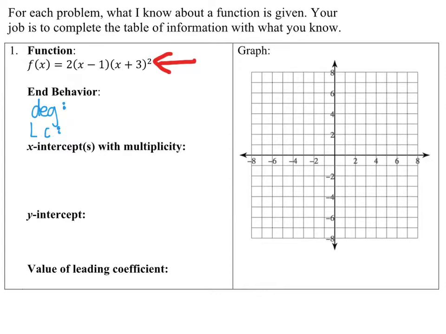So the degree is really how many x's do I have when this is multiplied out in standard form. I have 1 x in my first parenthesis, and in the second, that counts as 3 x's. So my degree is degree 3. And then the leading coefficient is just a 2. So for my end behavior, because I have a positive leading coefficient, as my graph moves to the right, it's going to go up. Because I have an odd degree, the left and right sides of the graph go opposite directions.